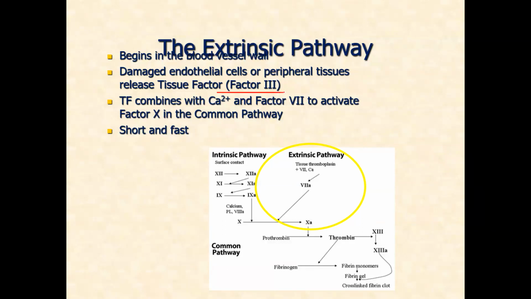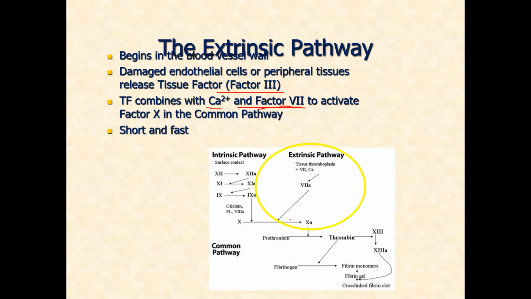Now this tissue factor, once it's released, is going to combine with calcium and another factor that's always floating around in the blood called factor 7. Your liver makes this stuff. It's always there knocking about, right? And they're going to combine to form basically a tissue factor, factor 7 complex. And then this complex is going to activate factor 10. And factor 10 is where the common pathway begins. All right?